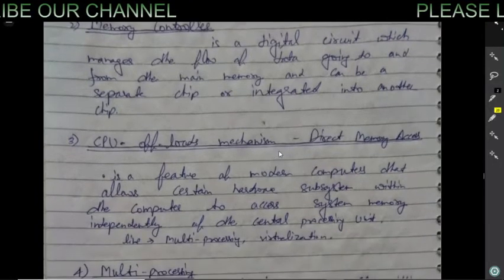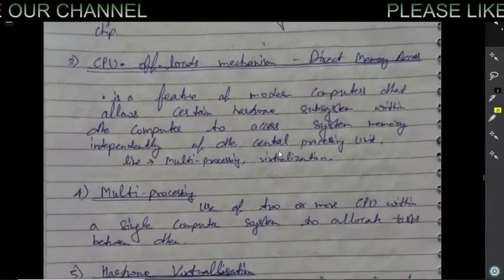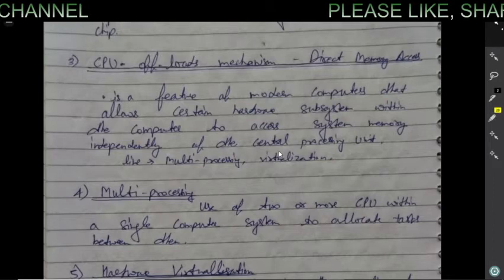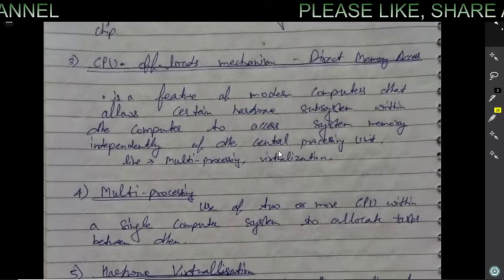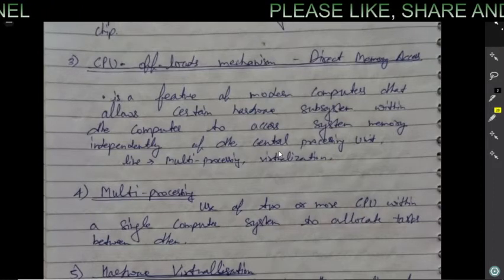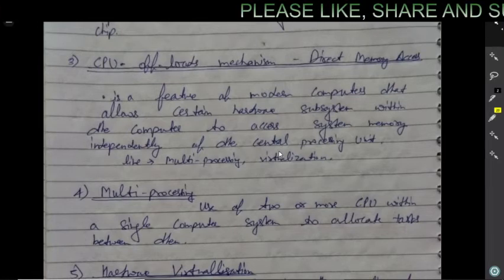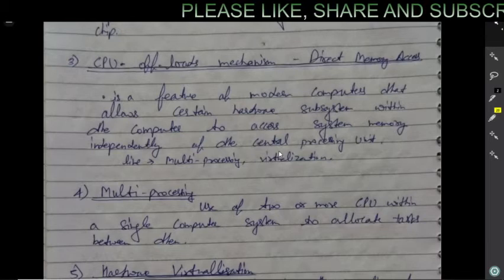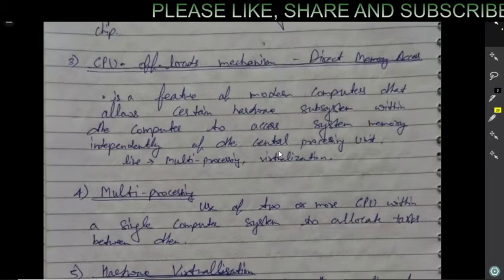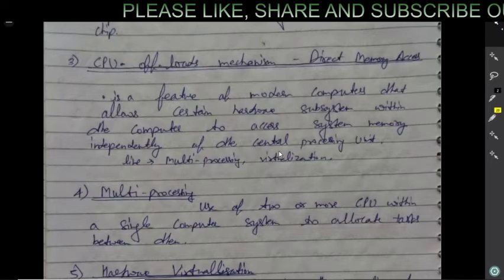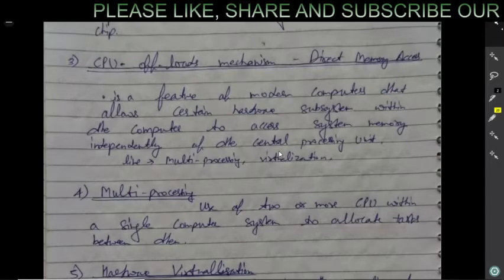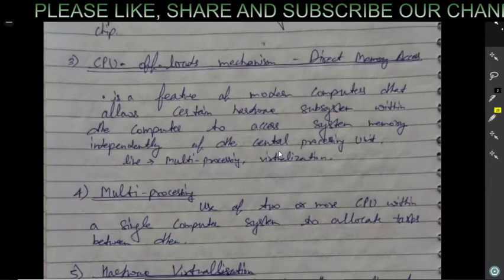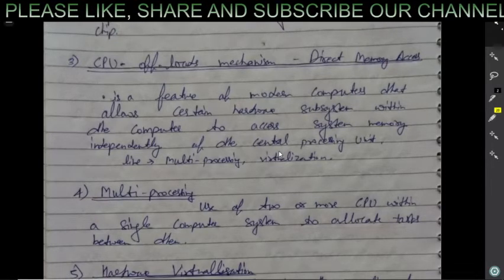CPU offload mechanism. Direct memory access, DMA, is a feature of modern computers that allows certain hardware subsystems within the computer to access system memory independently of the central processing unit. Multiprocessing: use of two or more CPUs within a single computer system to allocate tasks between them.